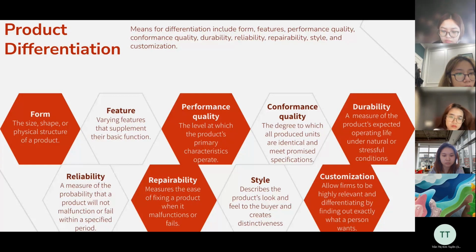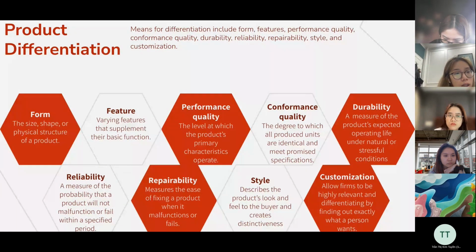Ideal repairability would exist if the user could fix the product themselves with little cost in money or time. Style describes the look of the product and the feel to the buyer, and creates a distinctiveness that is hard to copy, and strong style does not always mean high performance.